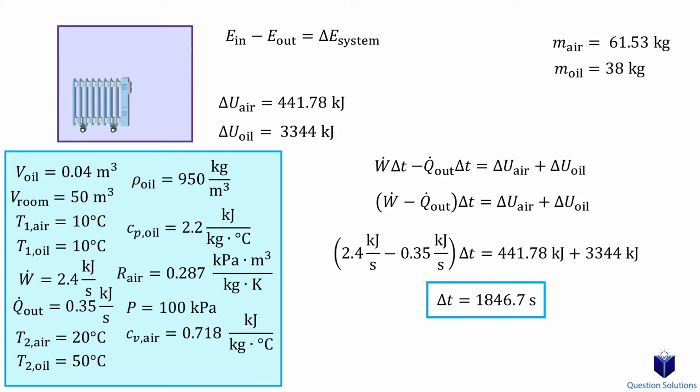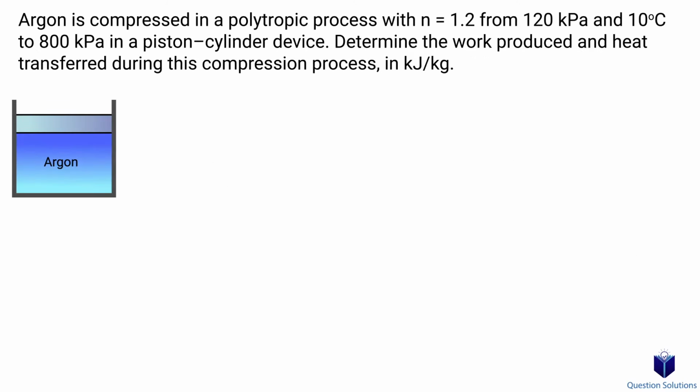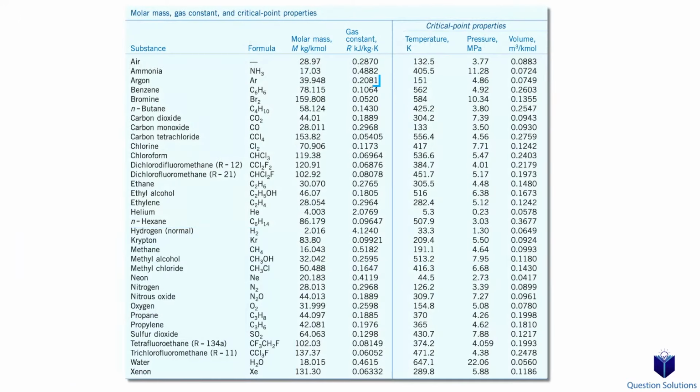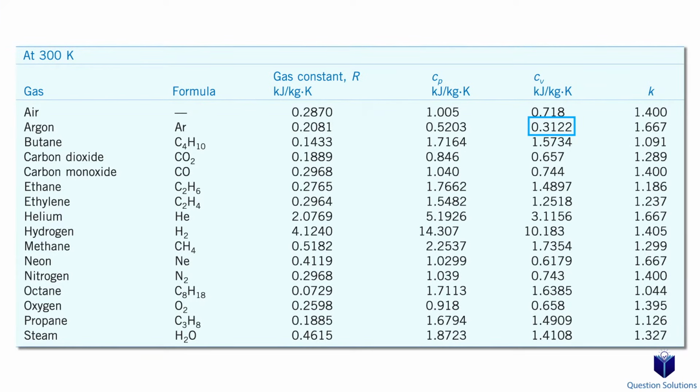In this question, we have argon in a piston cylinder device that is compressed in a polytropic process. We need to figure out the work produced and the heat transferred during this process. Let's write down what we know. The n value is 1.2, the initial pressure is 120 kilopascals, and the final pressure is 800 kilopascals. The initial temperature is 10 degrees Celsius or 283.15 Kelvin. Let's also find the gas constant of argon and the specific heat at constant volume for argon. Here are the values we need.